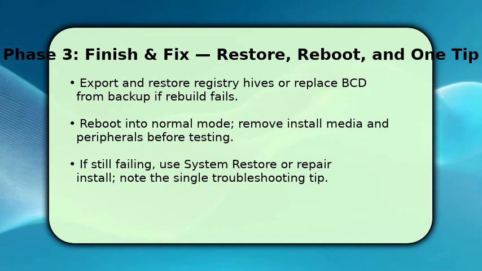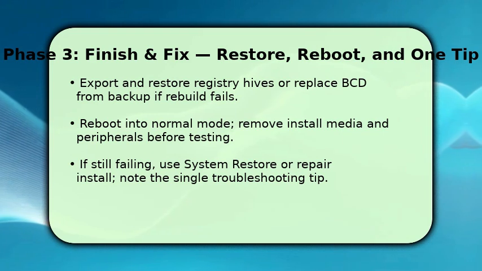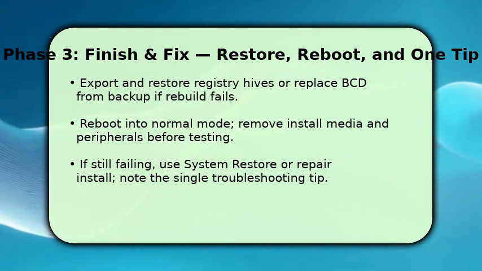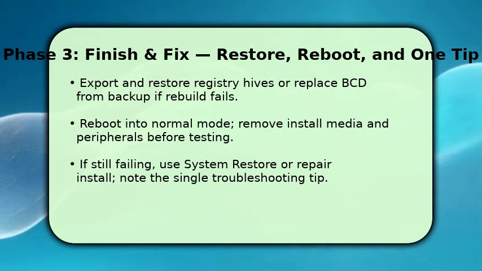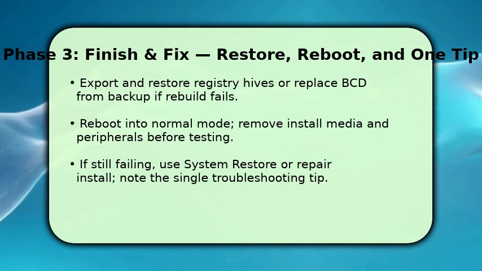Once changes are applied, exit tools, remove install media, unplug extra peripherals, and reboot into normal mode to test. If Windows still blue screens, perform system restore to a known good point or run an in-place repair install to preserve files. Troubleshooting tip: when uncertain, duplicate your drive image first. Making a disk image prevents accidental data loss.